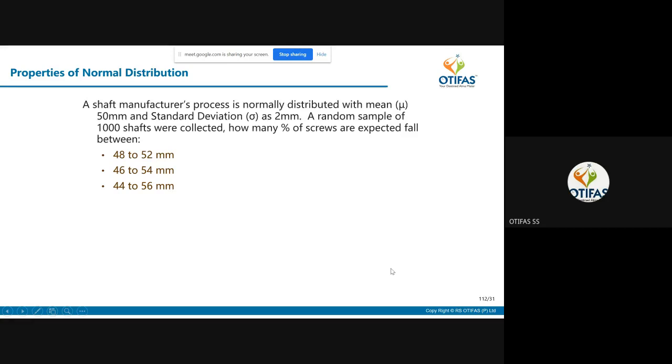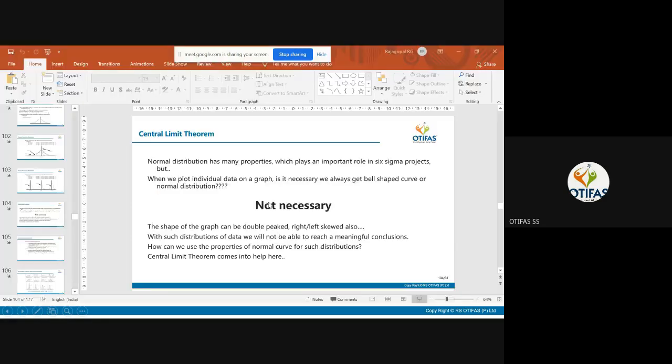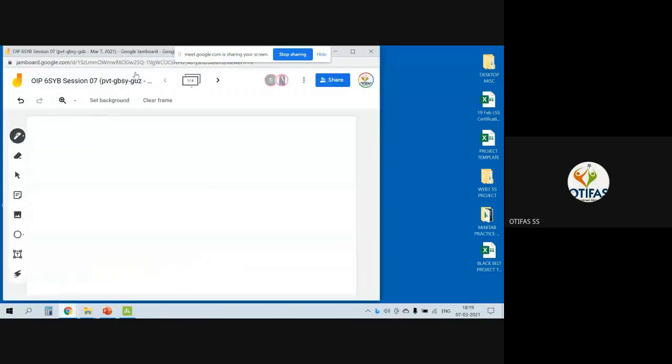Suppose a shaft turning process is normally distributed with a mean of 50 mm and a standard deviation of 2 mm. A random sample of 1,000 shafts was selected. What percentage of shafts is expected to fall between 48 and 52 mm? What is this 48 to 52 mm? It's nothing but mean plus or minus 1 sigma, isn't it? This population is distributed with a mean of 50 and a standard deviation of 2.